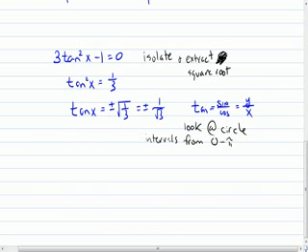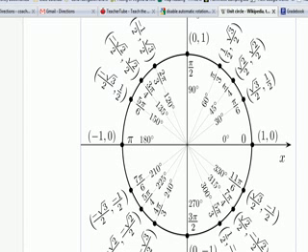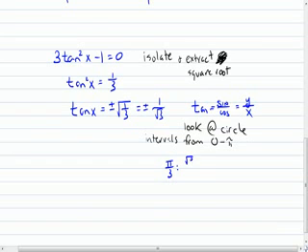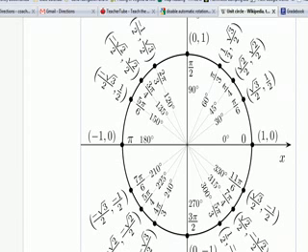Let's try pi over 3. Okay, so I'm going to go off to the side here, and I'm going to say, let's look at pi over 3. Okay, at pi over 3, we have a y-coordinate of square root of 3 over 2, and an x-coordinate of 1/2. So when I flip and multiply, let me just do that like this. What I have is 2's cancel, and I have the square root of 3. So that is not what we want. So it's not going to be pi over 3. It's going to be something else.